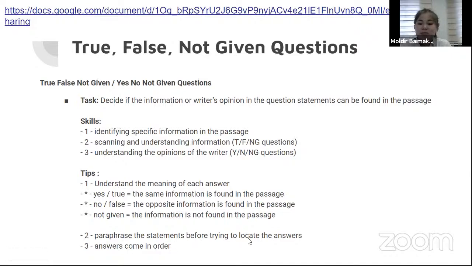Paraphrase the statements before trying to locate the answers. Don't paraphrase, but know the synonyms of the keywords. And answers come in order. Actually, it's not only this question type. In IELTS, everything comes in order, in listening and in reading. So just keep that in mind. Now, are we ready or do you have questions?